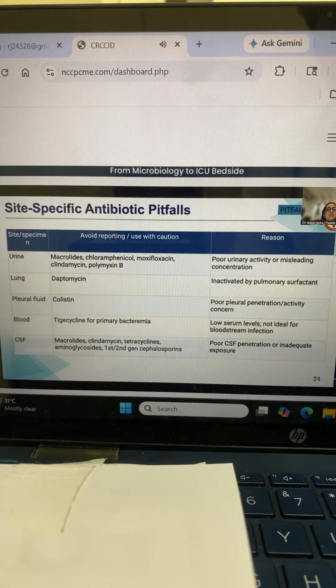In lung infections, daptomycin is inactivated by the pulmonary surfactant, so it will be ineffective. Colistin does not penetrate the pleural space. For bacteremia, tigecycline is not a good drug. In CSF, macrolides, clindamycin, tetracyclines, and aminoglycosides, as well as first and second generation cephalosporins, have a poor penetration. So you must remember the site as well before choosing the antibiotic for your patient.